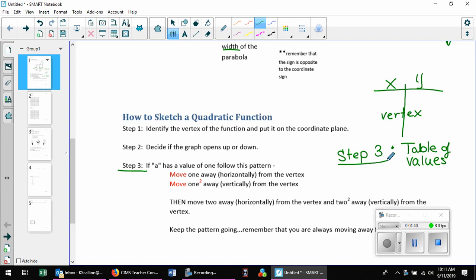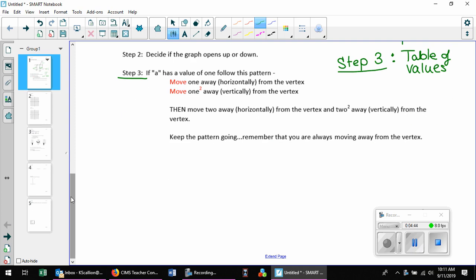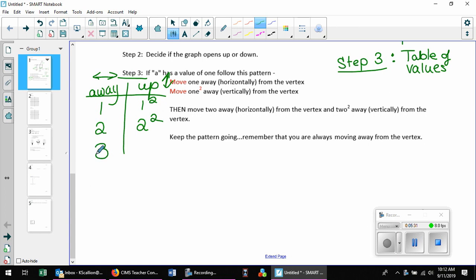Now the pattern is, you're going to go away and up. So it's kind of like a table of values, but it's always a distance away. It's not a coordinate. So you would go 1 away from the vertex, one away horizontally, and this would be your up, down. And it's always from the vertex. So if you go one away, one on either side, both left and right, you would go one squared from the vertex up or down, depending on whether you're opening up or down. If you go two away from the vertex, then you would go two squared up or down, depending on which way your graph's opening. If you go three away from the vertex, it's always away from the vertex.